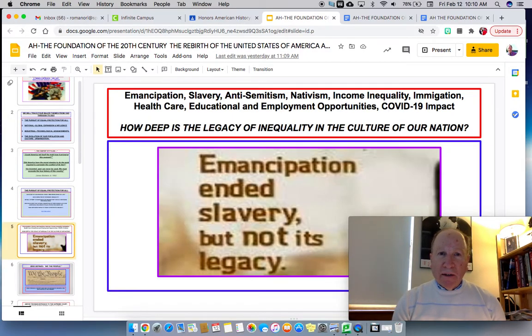Here, we focus on slavery and that issue, but really the issues that we're dealing with have to do with all sorts of belief systems that we have to deal with, not only racism, but anti-Semitism, nativism, income inequality in our country, immigration, healthcare, education and employment opportunities. The impact of COVID-19 is the most recent example of inequality of access to our healthcare system, and also inequality in terms of employment opportunities.